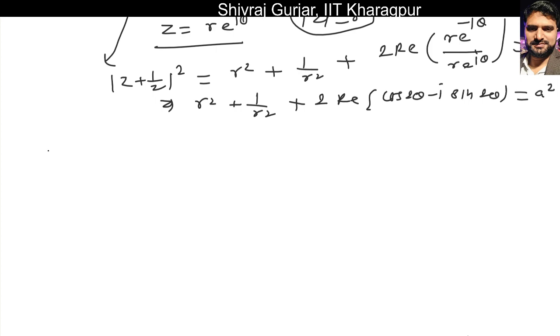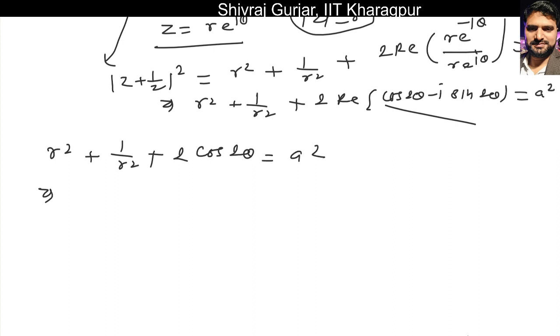Next, this can be written as 1 by r square plus 2 times the real part of this. What is the real part of this complex number? cos 2 theta, that is equal to a square. Now we can write 1 by r square plus 2 cos 2 theta, which can be written as 2 cos square theta minus 1, that is equal to a square.